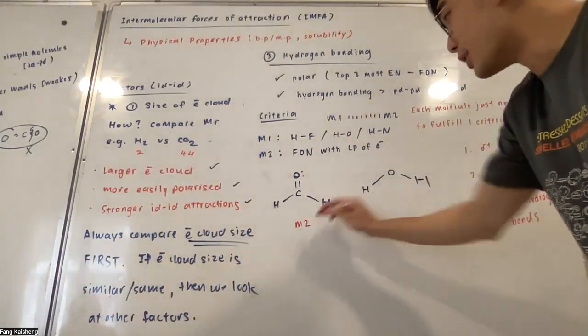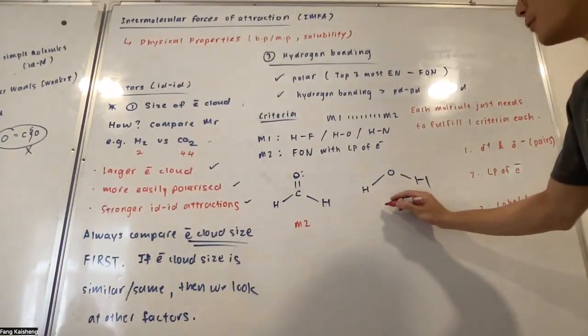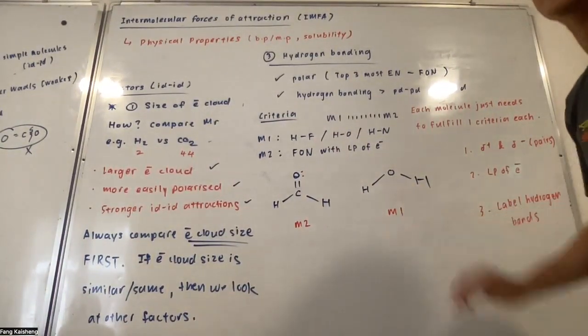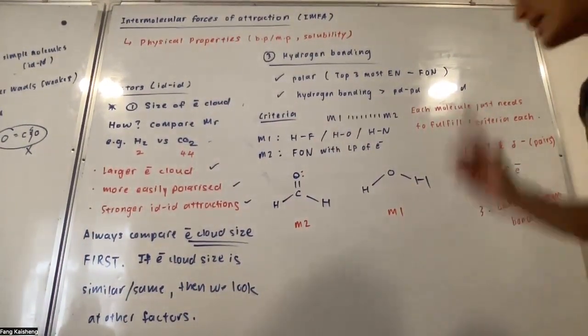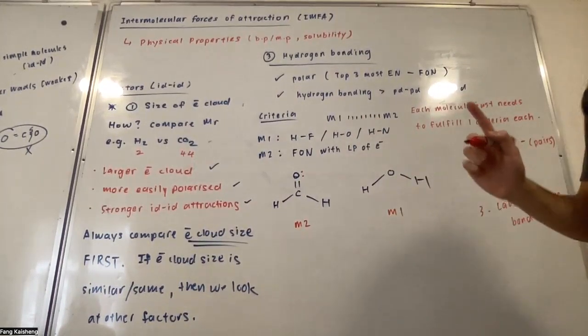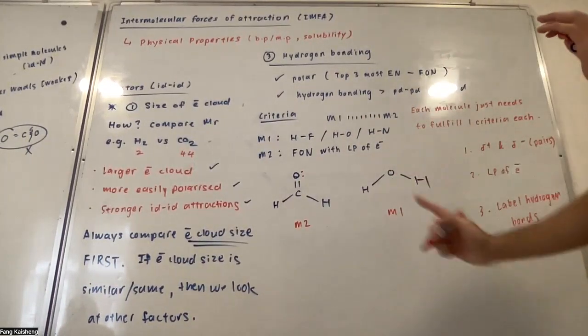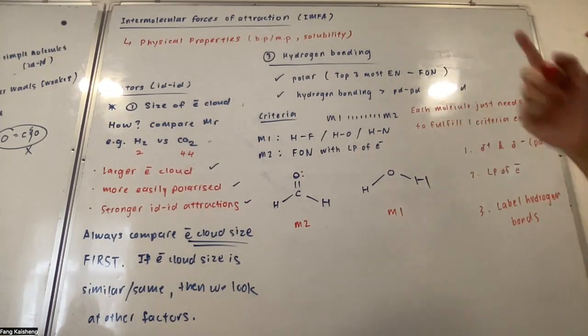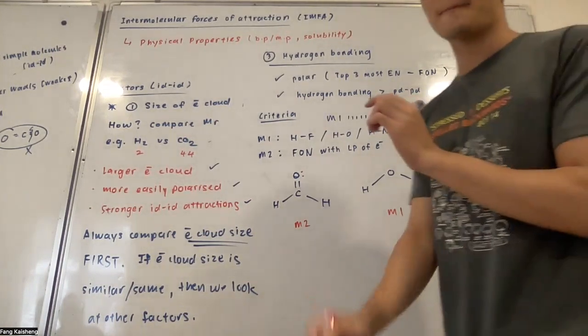If this guy fulfills criteria 2, water must fulfill criteria 1. Does it fulfill criteria 1? Yes, it has an HO bond. Now that each one of them fulfills 1 criteria each, the hydrogen bond can exist. So the answer is hydrogen bonding.